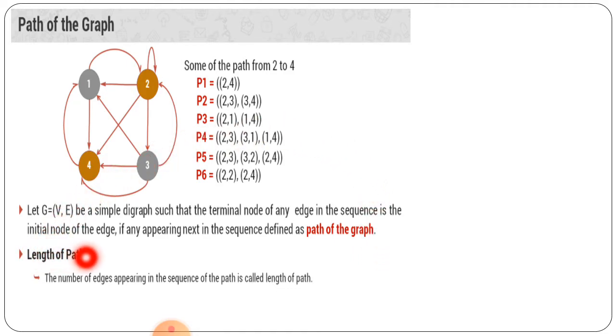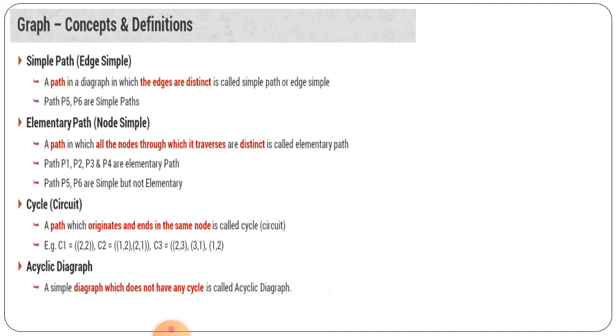Now what is the length of the path? The number of edges appearing in the sequence of the path is called the length of the path. Suppose going from 2 up to 4, if we go from 2 to 3 and 3 to 4, then there are 2 different edges, so the length of the path will be 2, right? So the number of edges you use, that will be the length of the path, we can say.